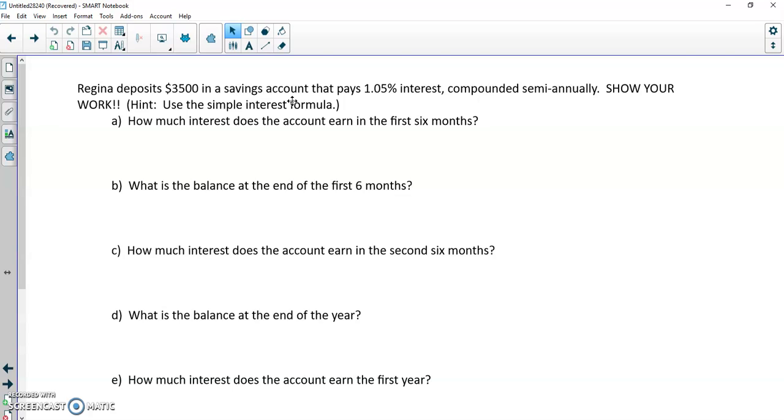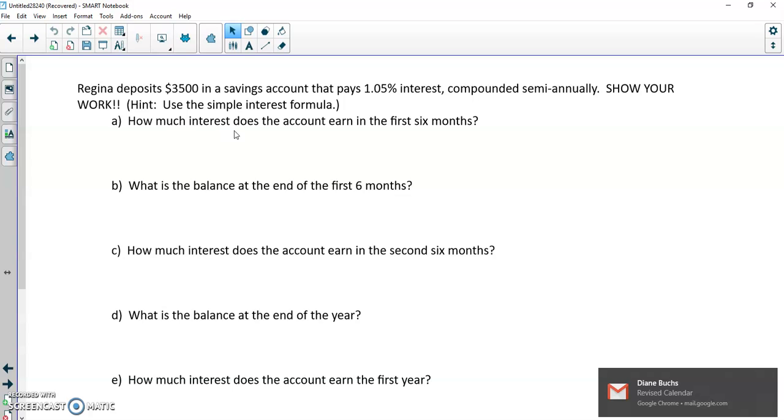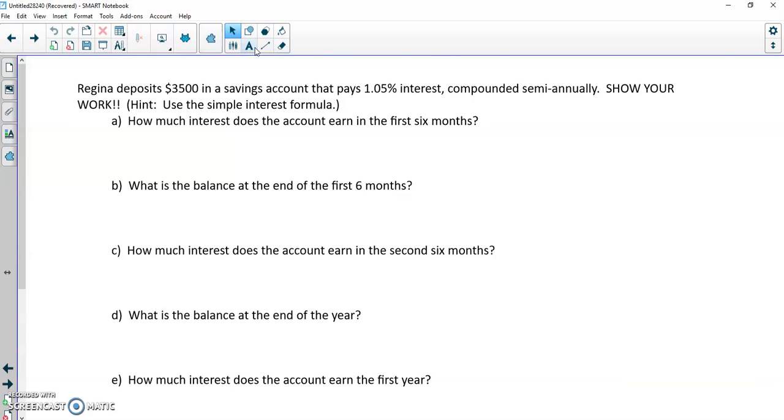So for this problem, we're actually going to use the simple interest formula to help us determine how much will be in the account, even though it's compounded semi-annually. That's going to show you how compound interest and simple interest actually relate. So part A, how much interest does the account earn in the first 6 months? So first 6 months is half a year.